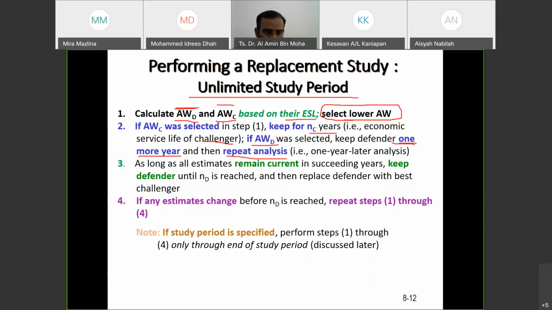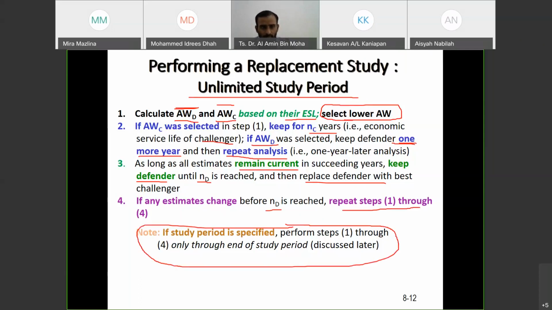As long as all estimates remain current in succeeding years, keep the defender until its end is reached and then replace the defender with the best challenger. If any estimate changes before the end for the defender, repeat step 1. So if the study period is specified, perform steps 1 and 4 only.